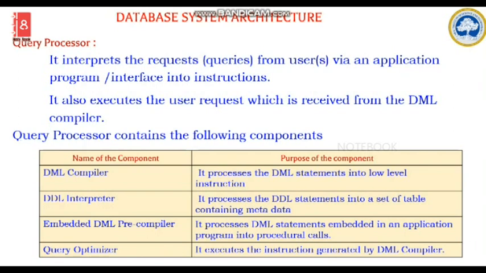The DDL interpreter processes the DDL statements into a set of tables containing metadata. Then the DML compiler processes the DML statements embedded in the application program into low level instructions. Finally, the query evaluation engine executes the instructions generated by the DML compiler.